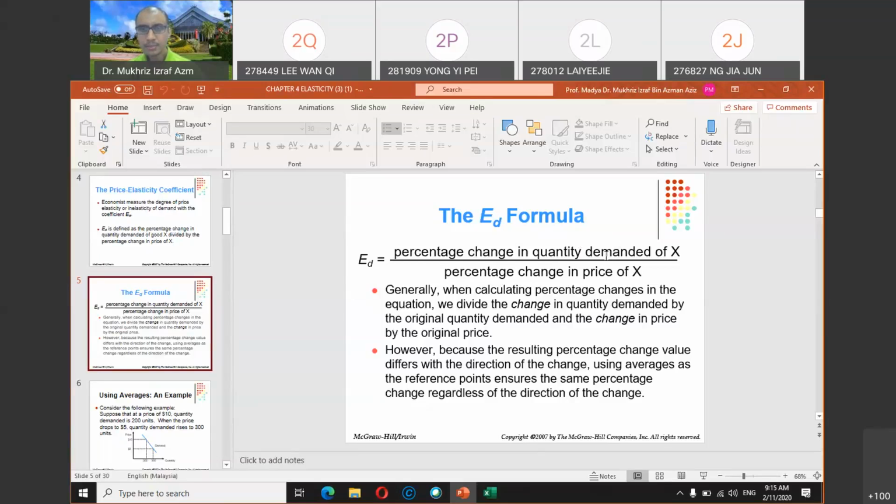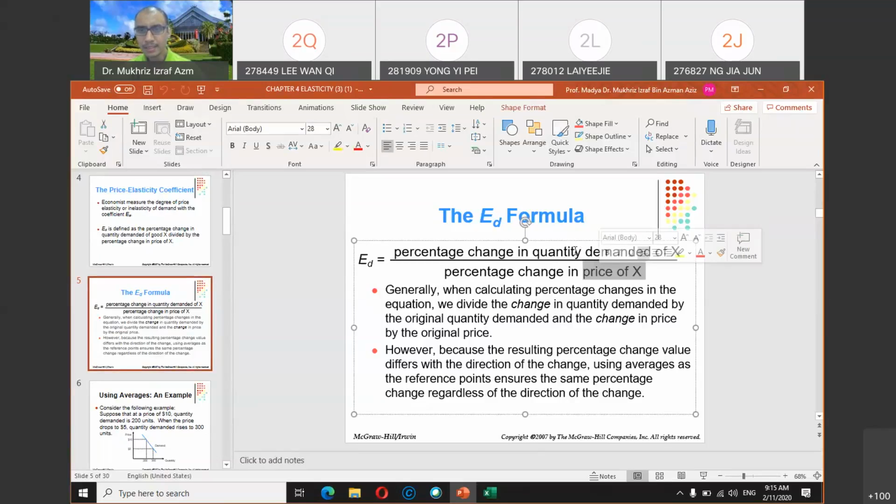So if the percentage change in price is bigger than the percentage change in quantity demanded, this value will become small, because when you divide something small by something big, it becomes smaller. But if the numerator is bigger than the denominator, for example this is 20% and this is 5%, then big divided by small, this value will be big as well.